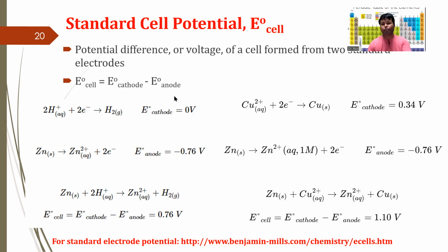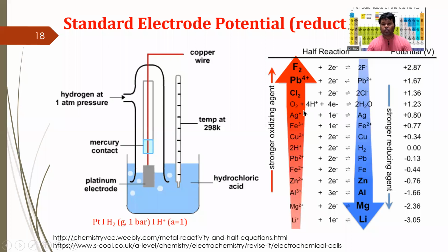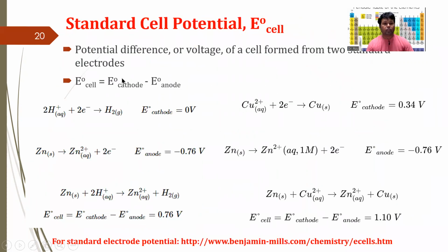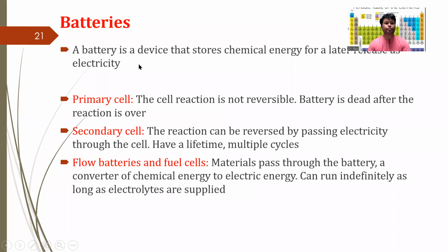So as we have mentioned previously, if we use 2 electrodes like this, silver and zinc, in that case we had the values 0.80 and minus 0.76. So you can have 0.80 minus (minus 0.76). That will give you the value we are expecting.